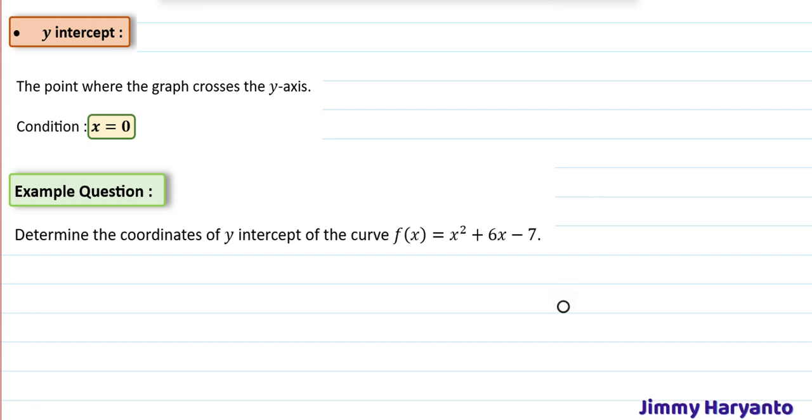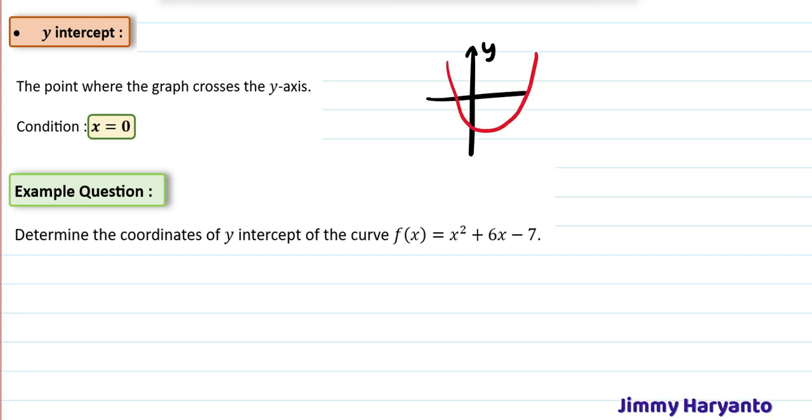Okay, next is the y-intercept. To find the y-intercept, you only have to change the x into 0, and the definition is the point where the graph crosses the y-axis. So this is the y-axis. Let's say the graph is like this. That means the y-intercept will be this one.